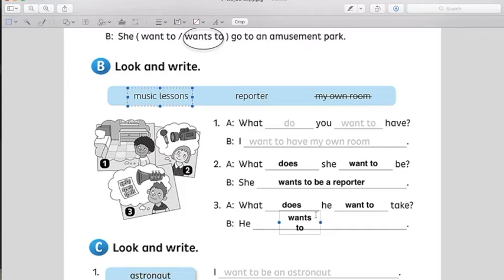One second there. He wants to take music lessons. So let me go ahead and pull that out here. Perfect. So he wants to take music lessons. Okay, so let's go ahead and move on to our last exercise.